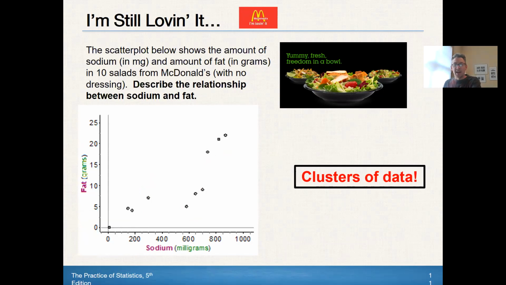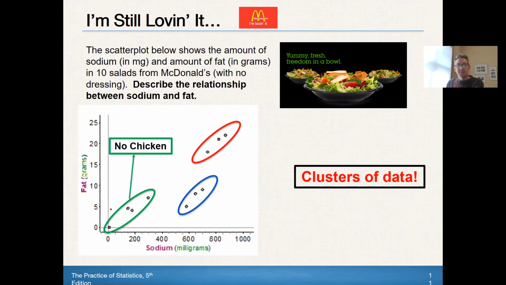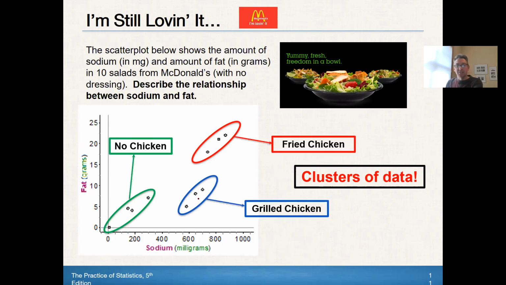The salads that McDonald's sells have chicken on them, sometimes. So these 3 clusters that we look at, here's what explains them. The salads down here in the green that have pretty low sodium and pretty low fat don't have any chicken on them at all. The salads in the blue have chicken that's been grilled, and the salads in the red have fried chicken. So the fact they're fried maybe makes sense now why they have more sodium and also a lot higher fat content.